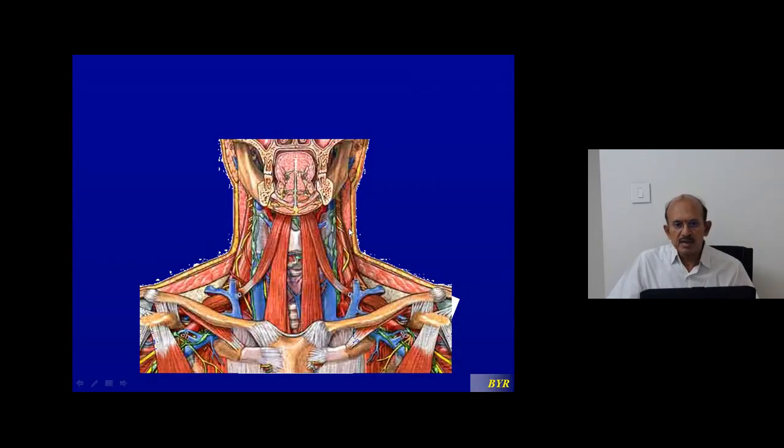Once you remove the investing layer, you will find these muscles. So you see one long longitudinal muscle here on either side, and one muscle is going obliquely. So can you tell me the name of this longitudinal muscle? Of course, they are called the strap muscles. Can you specify the name of this muscle? Very good. Very good. Sternohyoid. What is the oblique muscle?